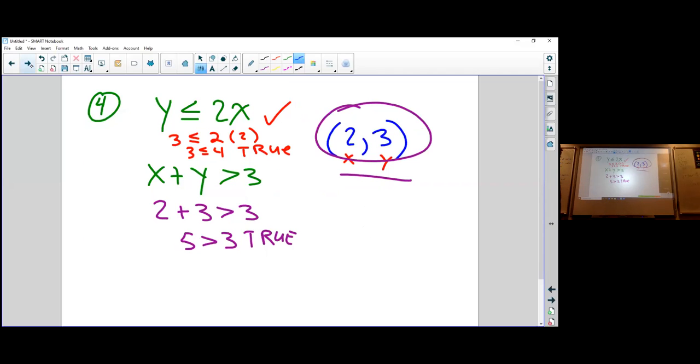My second equation, this was the one with the inequality. So we just wanted to see what made a true statement. So we wanted to take 2, 3 and plug it into both. And if it made a true statement on both of them, then it is a part of the solution. So you don't have to graph that one.